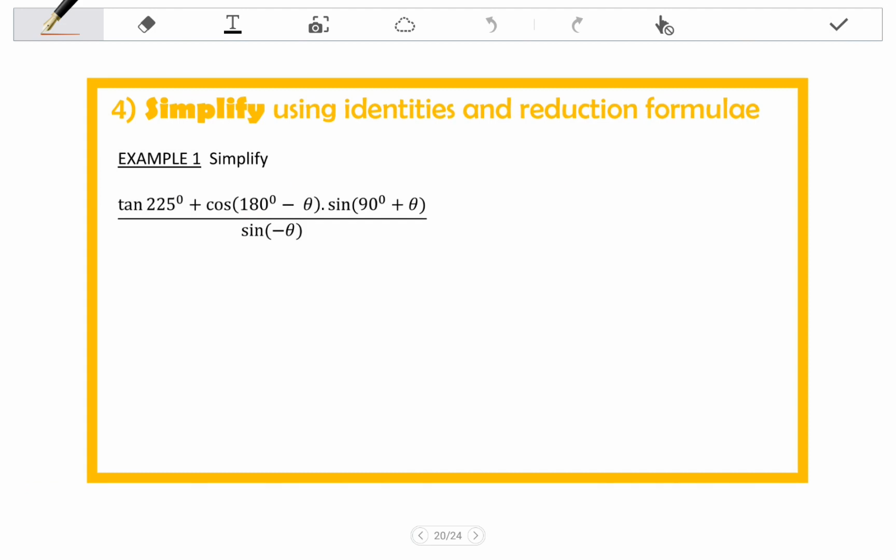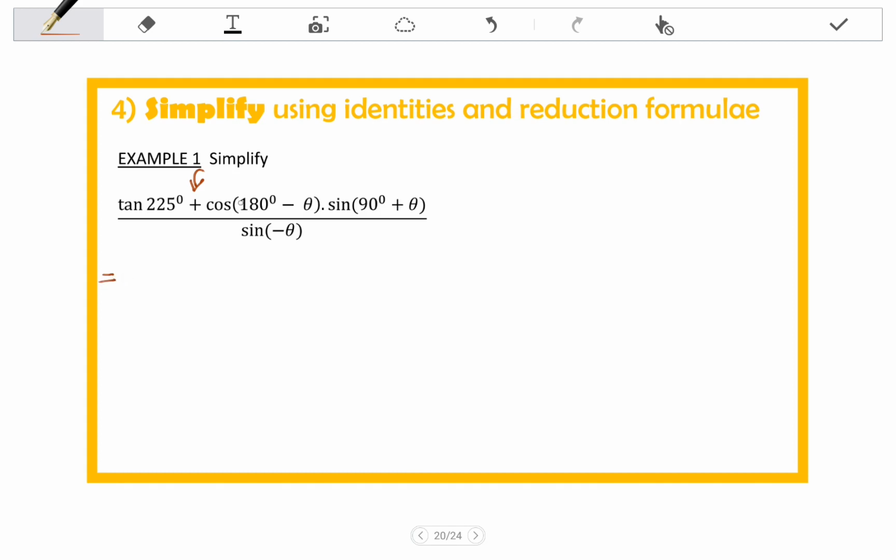Right. Now we revise simplifying expressions using identities and reduction formulae. So in this example, we are to simplify tan 225 degrees plus cos 180 degrees minus theta times sine 90 degrees plus theta, all divided by sine negative theta. Okay, first thing I notice is that I have a plus. So in the numerator I have 2 terms because terms are separated by plus or minus. Okay, so just take note of that.